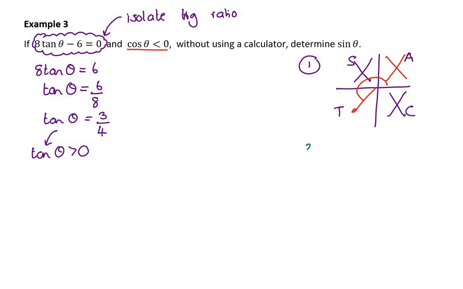Now again, really, really important. Fill in your signs of x, y, and r before we go anywhere. So the x value of an angle in quadrant 3 would be negative.